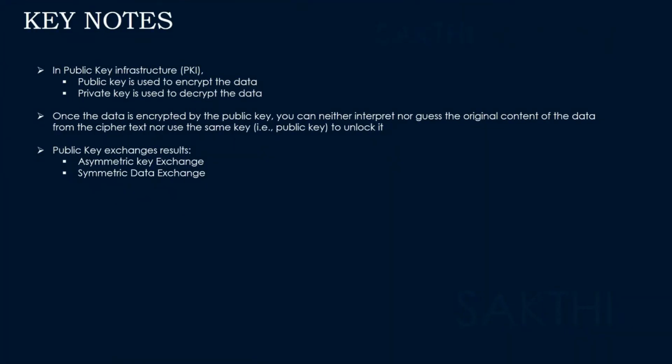There are some key notes which we need to take care of. In a public key infrastructure, a public key is always used to encrypt the data, and a private key is always used to decrypt the data. Once the data is encrypted by the public key, you can neither interpret nor guess the original content of the data from the ciphertext or the public key. That means when data is encrypted using the public key, only the private key can decrypt and see the data. Not even the public key which is used to encrypt can see that.